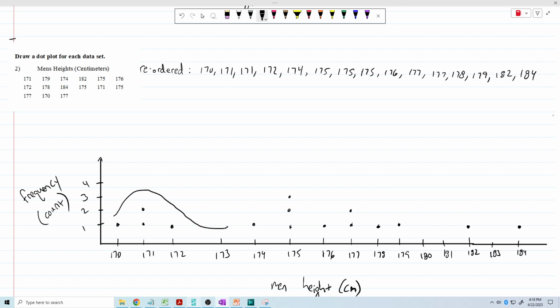Right here, you have nothing. Got a little, got a little, right? The shape. That's the shape, guys. That's the shape.